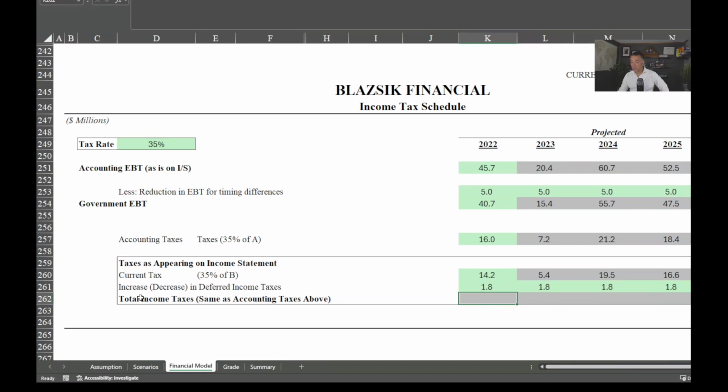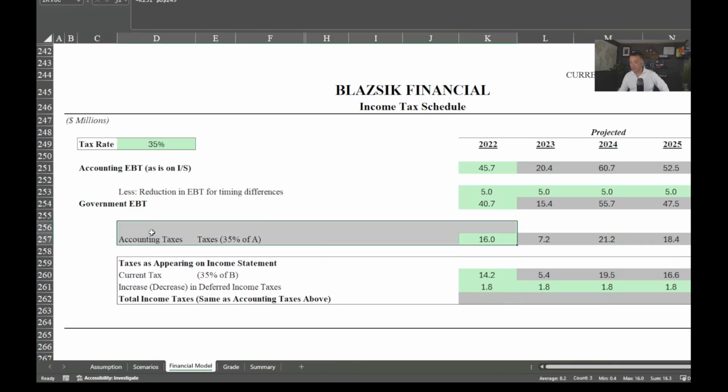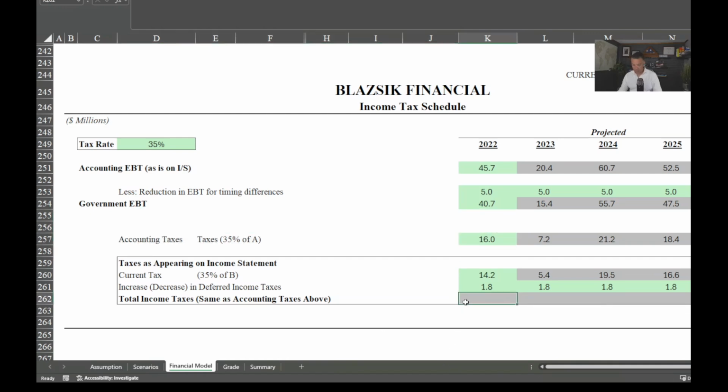And the total income taxes, same as the accounting tax above. That means the total taxes will be the same as this right here. That's all it means. And all I'm doing here to make sure we did it correctly is summing it up. And then that shows the same amount as what we're paying.